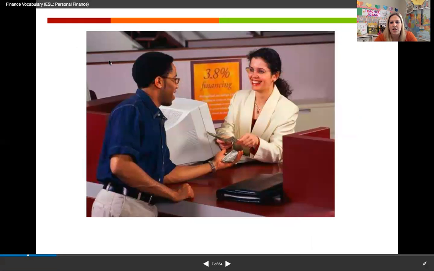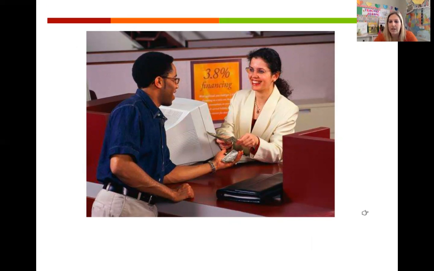Let's look at this picture and see if you can tell me about who this might be, what they are doing, and what it looks like is happening in this picture. You can think about it, or you can say it out loud. And again, there is no one right answer for these. These are just some examples.